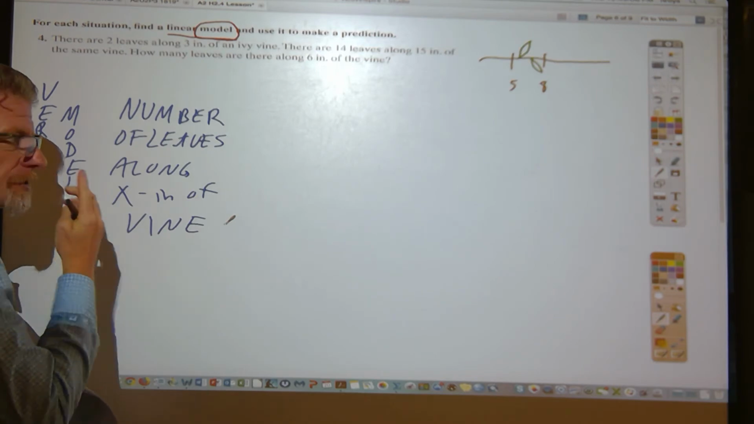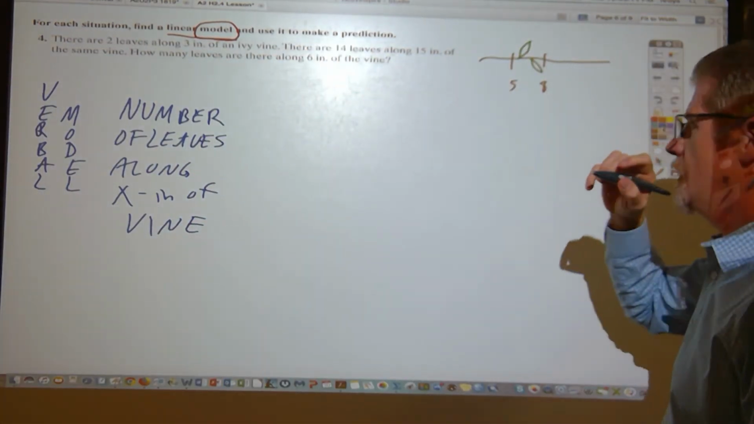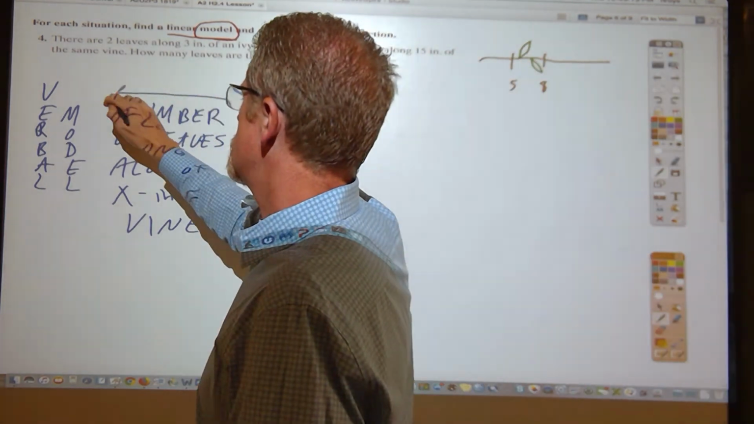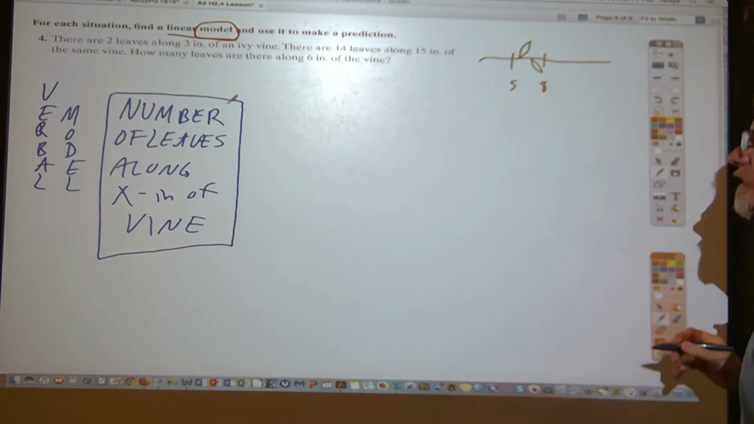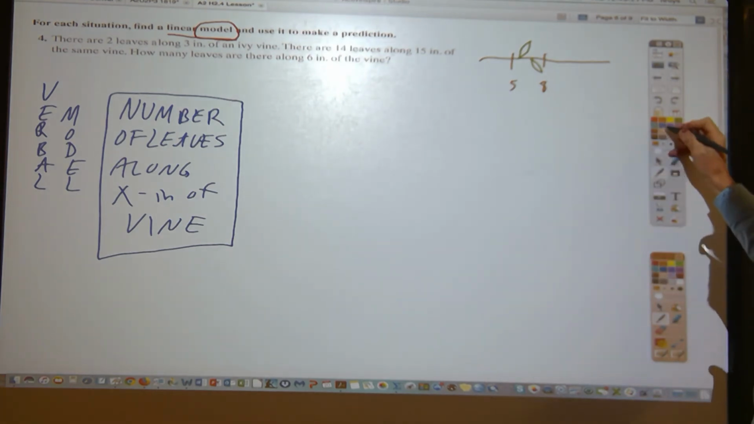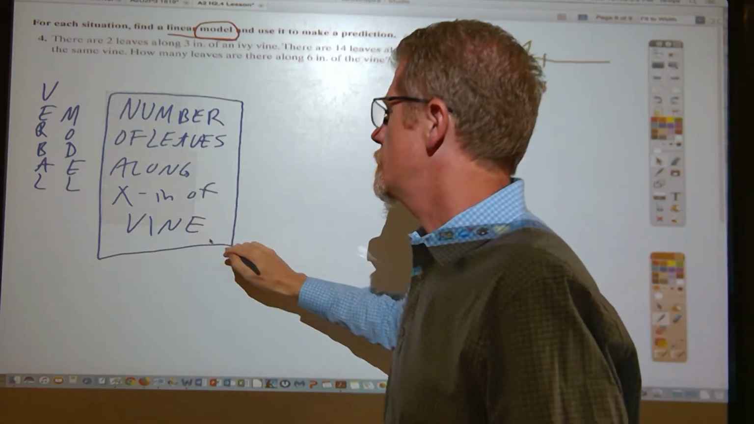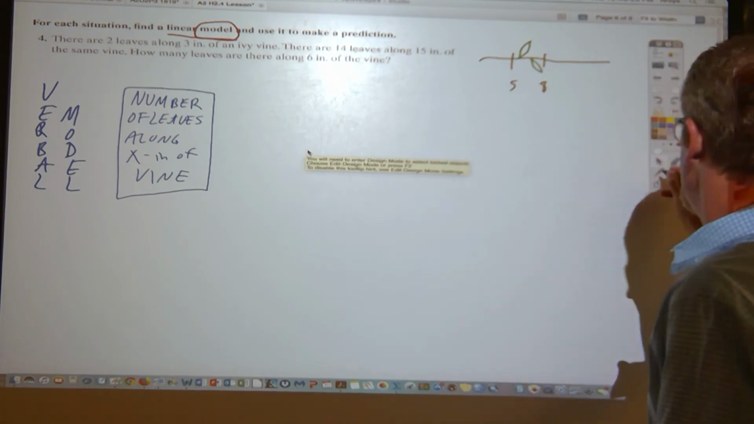We're not trying to predict the number of pairs of tickets at the radio station after X days or the number of gallons in the pool after T minutes. We're trying to predict the number of leaves along the vine that is X inches long. So that's the Y in Y equals MX plus B.